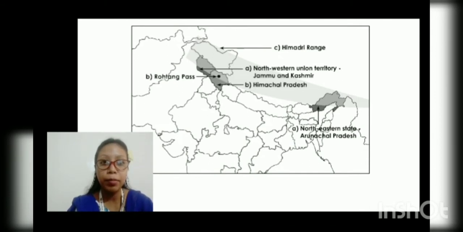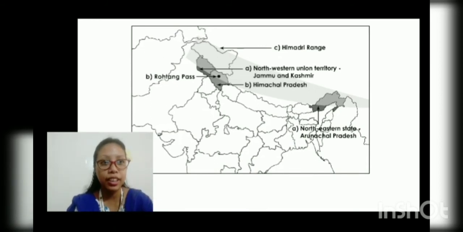Again we have A, the northeastern state, Arunachal Pradesh. From Jammu and Kashmir till the northeast, the Himalayas stretch. Then the answer to B was Himachal Pradesh, and the pass was the Rohtang Pass. Clear? And in C, the Himadri range is the highest range. It also falls in Nepal and Tibet as well, but you have to locate only the part that falls in India, and label the map accordingly.